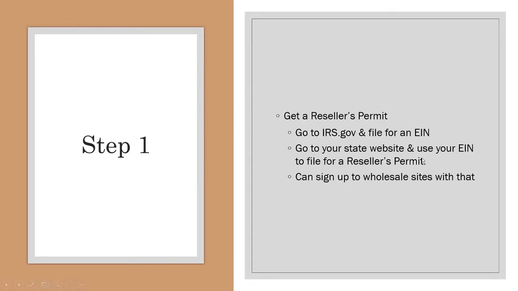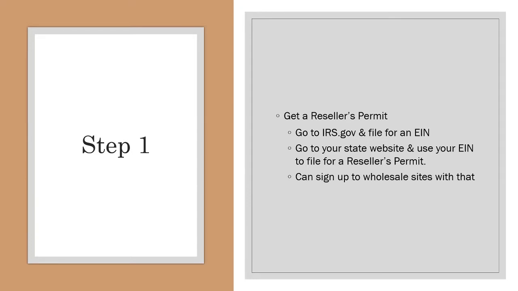Now, step 1 is to get a reseller's permit, okay? So to get a reseller's permit, it's actually very simple. Now, this is for the US. If you're not in the US, it might be slightly different depending on your country. And because I can't really give a one-size-fits-all for outside the US, I would just recommend to Google it. It's got to be relatively easy, especially if you live in like Canada or the UK or a place like that. It can't be too difficult, just like it's very easy to get one in the US, okay?